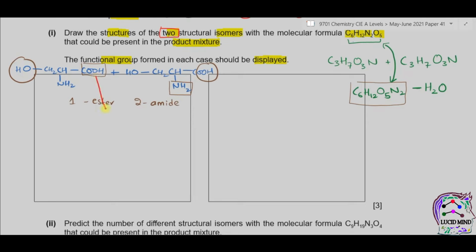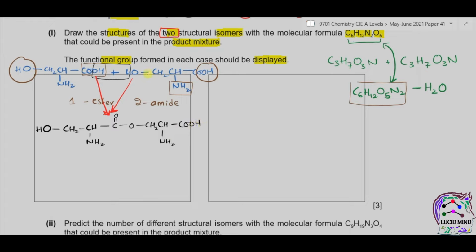Let's first draw ester. We can take this carboxylic acid and this alcohol group, make an ester from these two. So now it will be OH, CH2, CH, NH2. Then we have this ester group, as OH and H will form water. And then we have CH2, CH, NH2 and COOH.